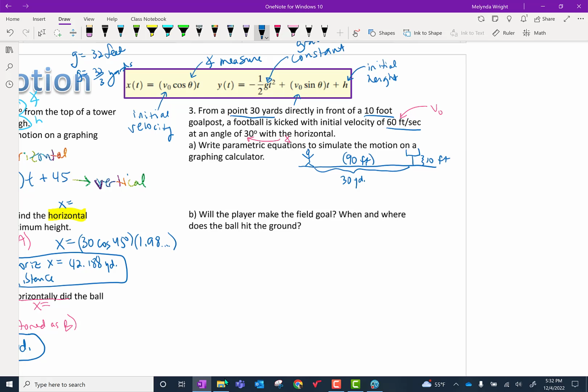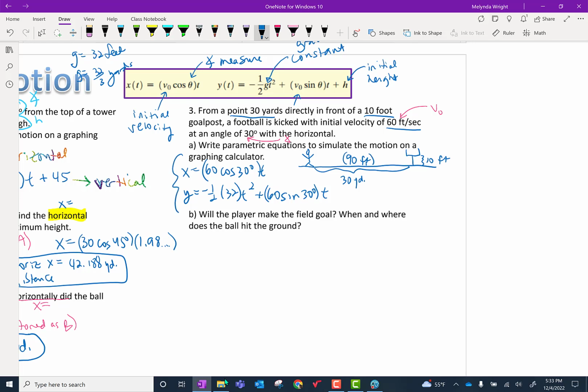All right, so here we go. Using our formula, x equals, our initial velocity is 60, cosine of 30 degrees, t. There's my x equation, and my y equation is -1/2, and it's feet, so 32 for the gravity, t squared plus 60 sine of 30 degrees t, and it's on the ground, so we don't have a plus h. We don't have a plus h because it's on the ground. So this is our set of parametric equations.